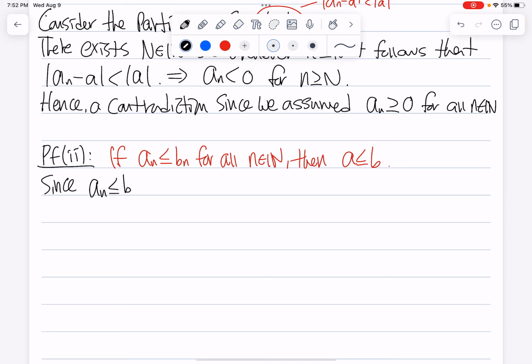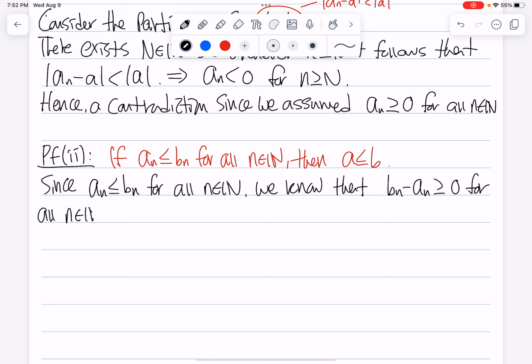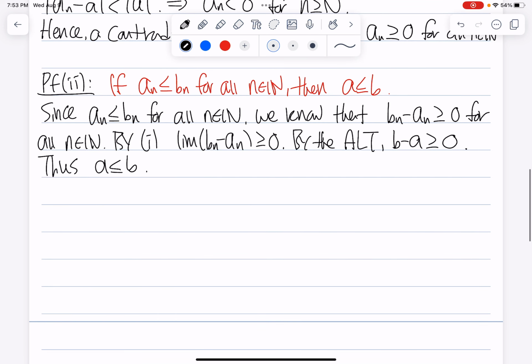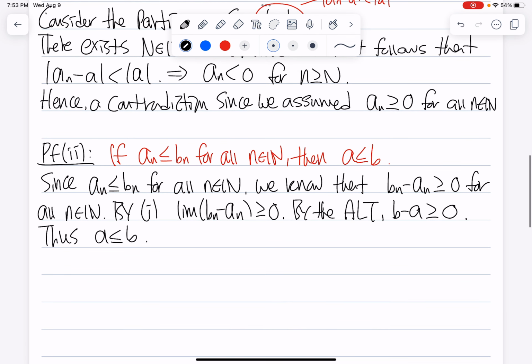Since an is less than or equal to bn for all n in the natural numbers, we know that bn minus an is greater than or equal to 0 for all n. By part 1, the limit of bn minus an is greater than or equal to 0. By the algebraic limit theorem we proved previously, since bn and an are both convergent sequences, we can say that b minus a is greater than or equal to 0. Thus, a is less than or equal to b. And that's the end of the proof of the second part. So it follows nicely from the first part and also the algebraic limit theorem.